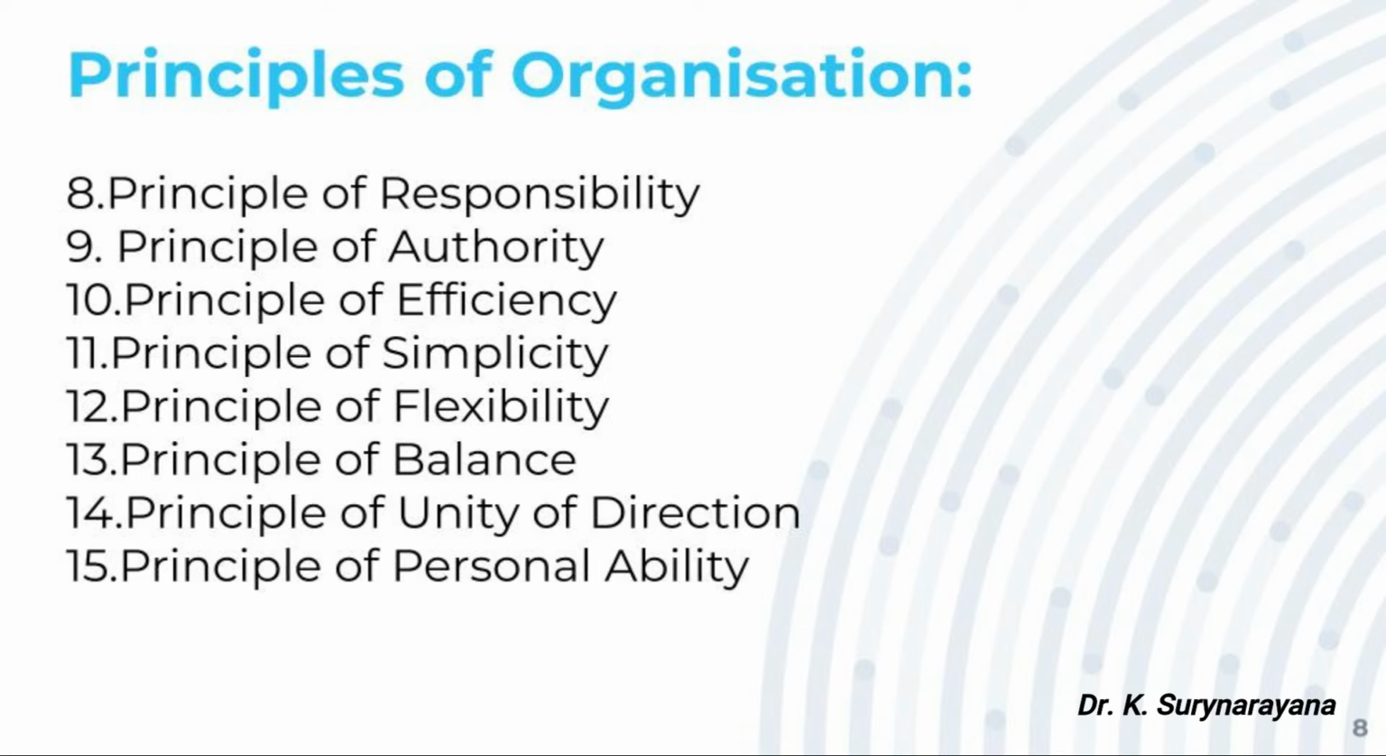Principle of authority. Authority is the tool which helps the manager in achieving the goals. Therefore, authority must be equal to responsibility and must be clearly defined. Principle of efficiency. In order to enable efficient functioning of the organization, the organizational objectives must be achieved with the least possible cost.